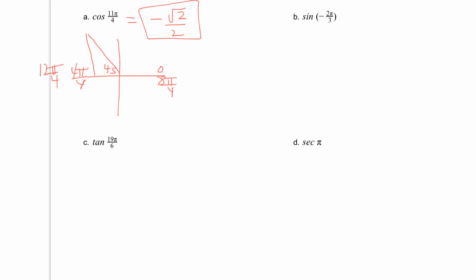If I take a look at letter B, I have the sine of negative 2 pi over 3. This time I'm going in a negative direction, which is pretty similar. We're just rotating the other way. So this here is 0. So here's negative 3 pi over 3. And if I continue to rotate, the top here would be negative 6 pi over 3.